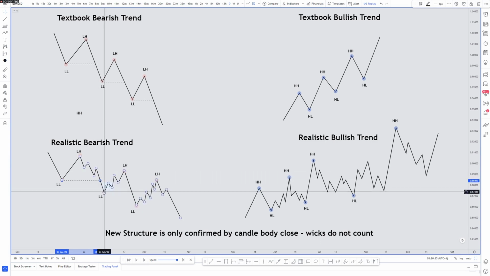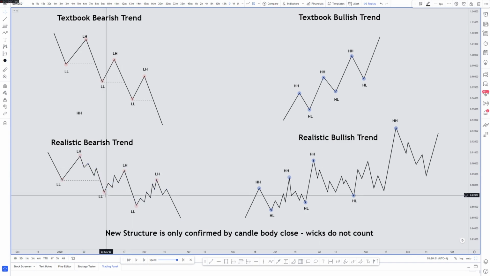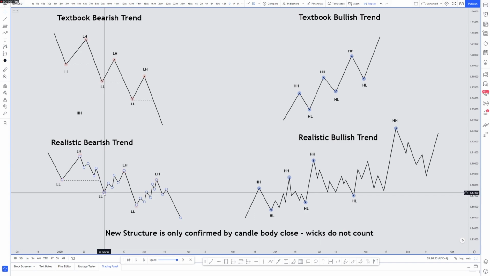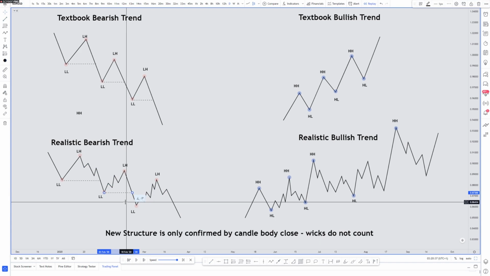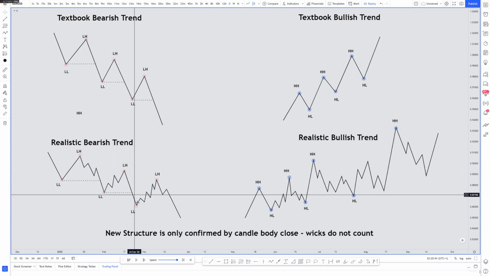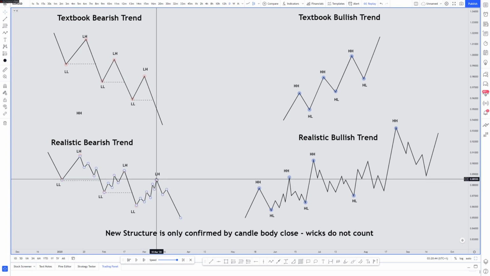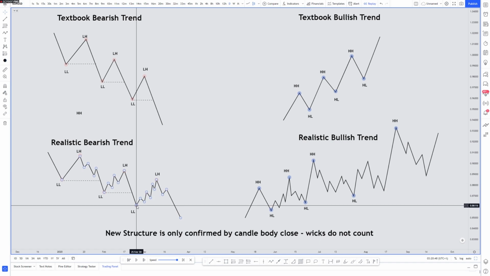So in this case, we form a lower low. We have a lower high, which is the absolute highest point before our impulse down. And now we have another lower low. So the bearish trend is still continuing, obviously. Again, lower low, lower high, lower low, lower high, and we get a lower low. We will pull the highest point before the lowest point.